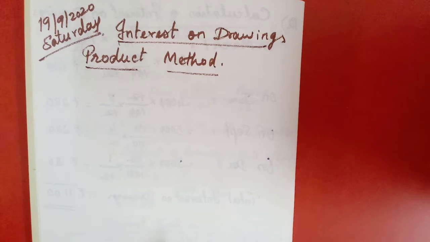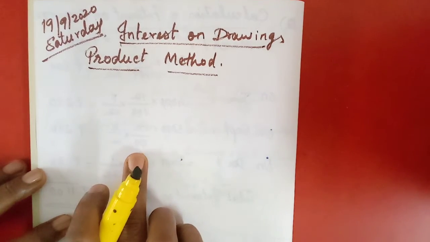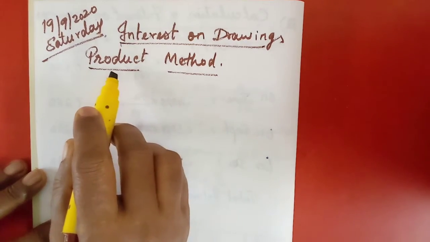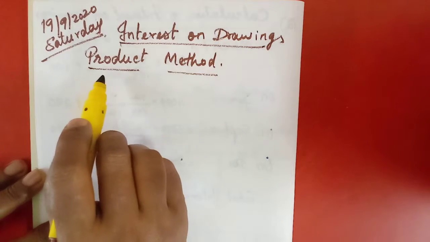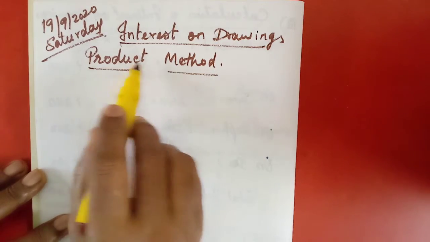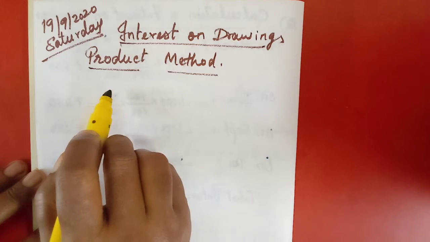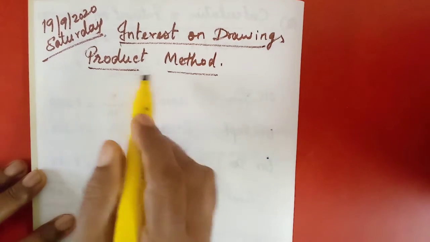Yesterday we will have a recap of what we studied. Yesterday we learned interest on drawings, but with the direct method. Isn't it? We have learned there are three methods: the direct method, then the product method that we are going to learn today, and the next one, the average period method.